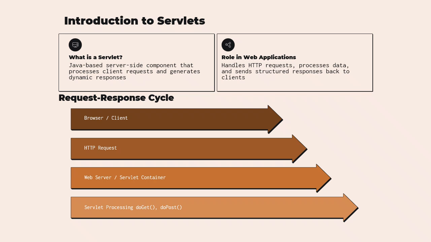A client or browser sends an HTTP request to the web server. The server receives it and routes it to the appropriate servlet container. The servlet processes the request using methods like doGet or doPost. Then the servlet generates a response and sends it back via HTTP. Finally, the browser receives it and displays the result to the user.